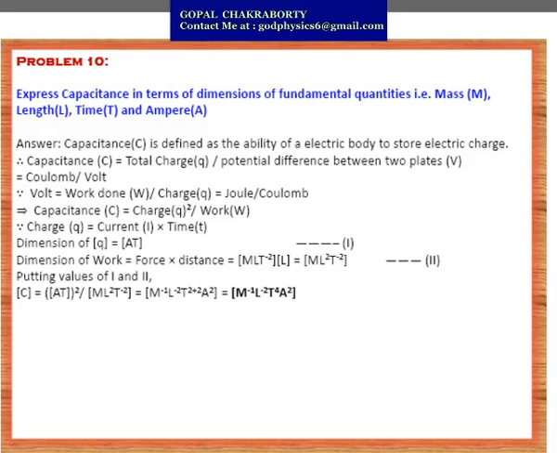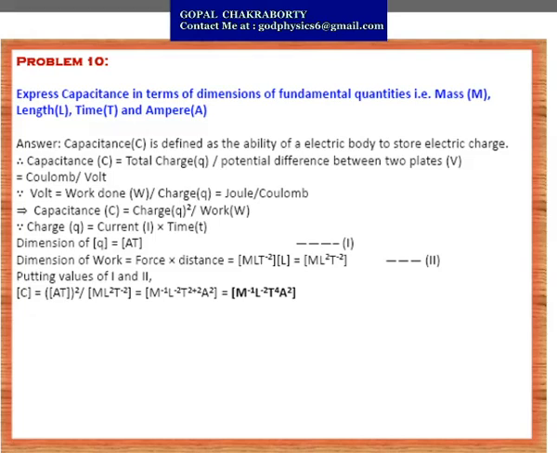Next problem. Express capacitance in terms of the dimensions of the fundamental quantities: mass, length, time and ampere. It is very easy. Capacitance C is defined as the ability of an electric body to store electrical charge. So capacitance equals total charge by potential difference between two places, that is Q by V, that means coulomb per volt. As volt equals work done per charge, that is joule per coulomb, capacitance equals charge square by work done. Charge equals current into time.